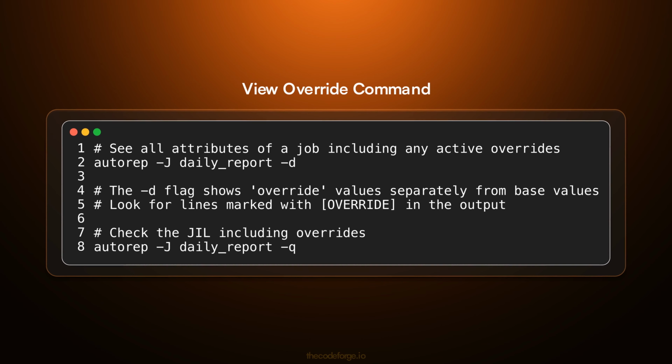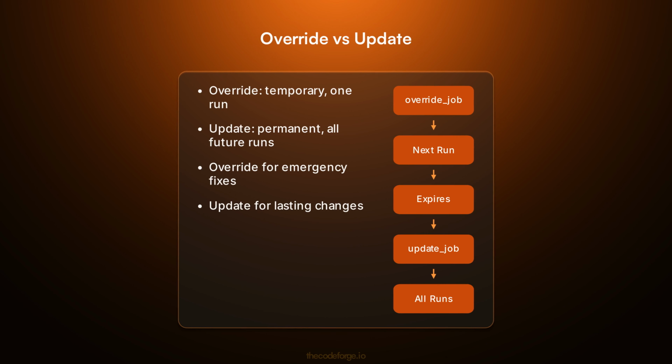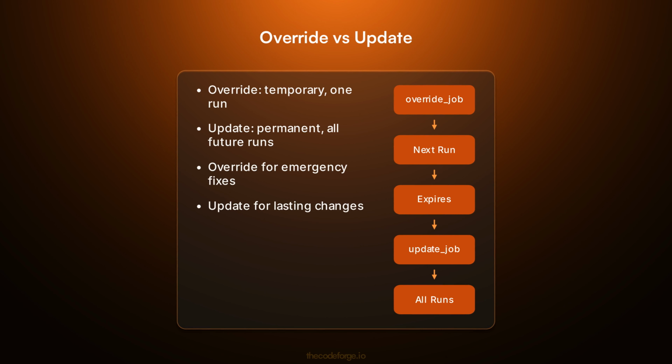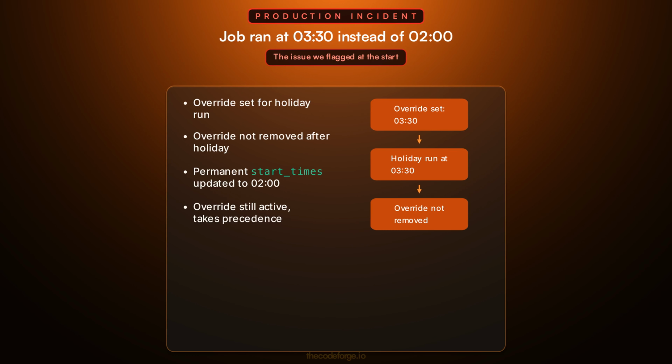Run these commands to inspect a job. The D flag is your best friend for spotting overrides. Use overrides for one-off changes like skipping a failed dependency. For permanent changes, always use update job. Overrides that sit idle for days are dangerous. This is the same issue we highlighted at the start.